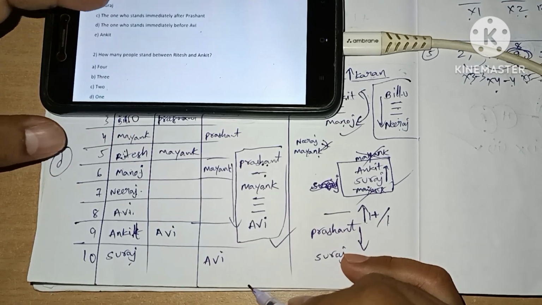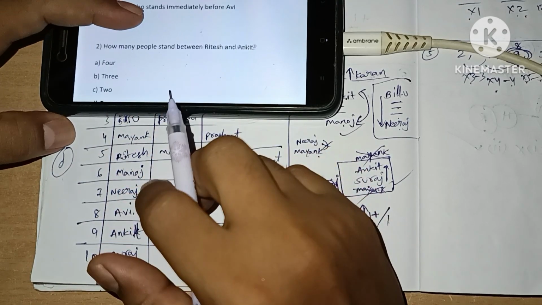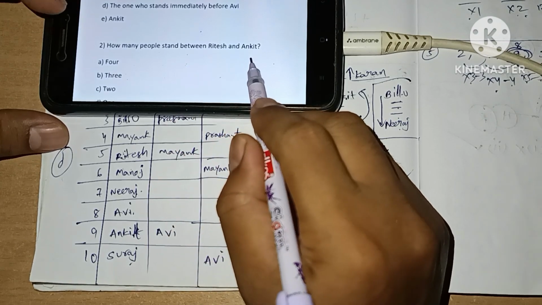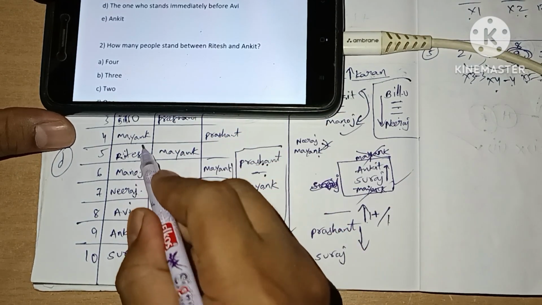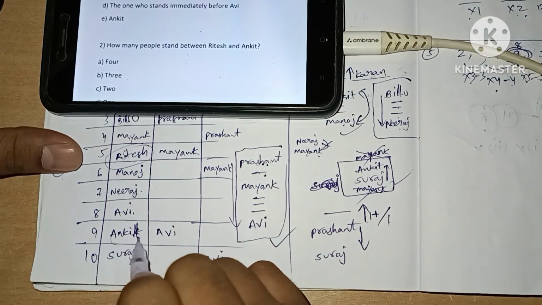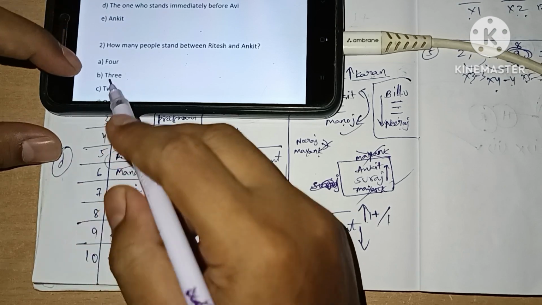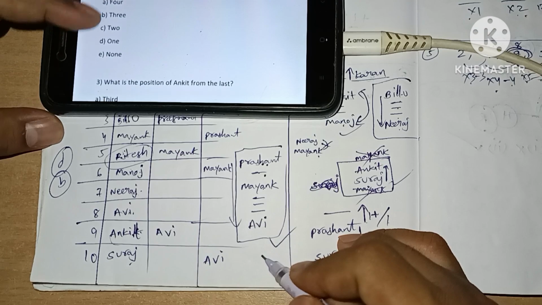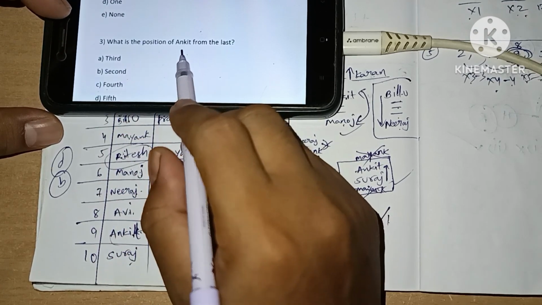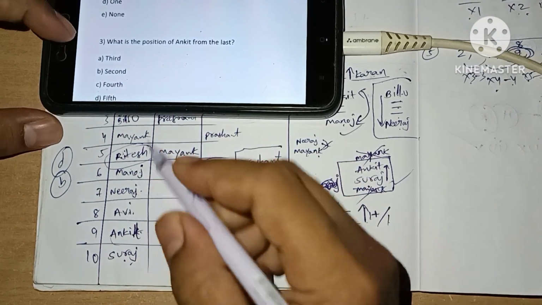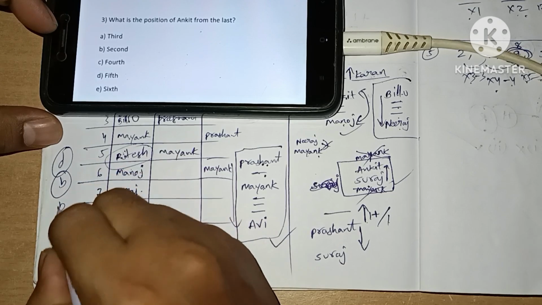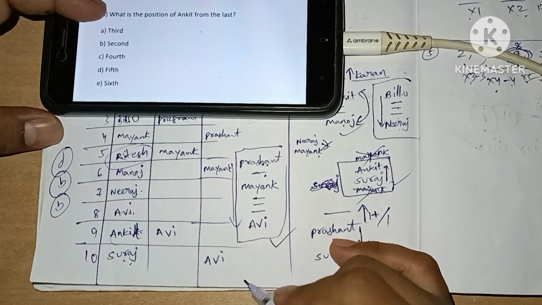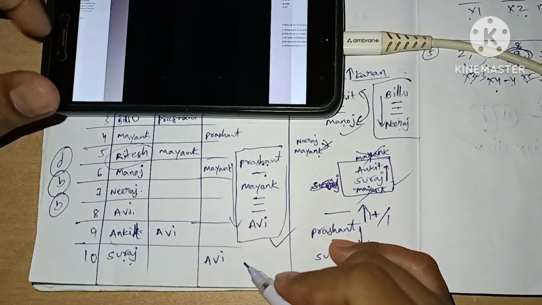Next, second question. How many people stand between Ritesh and Ankit? Here it is Ritesh. Here it is Ankit. One, two, three. Three people stand between them. So the answer will be option B. Next, what is the position of Ankit from the last? Second one. So option B is our answer. Next, fourth question.